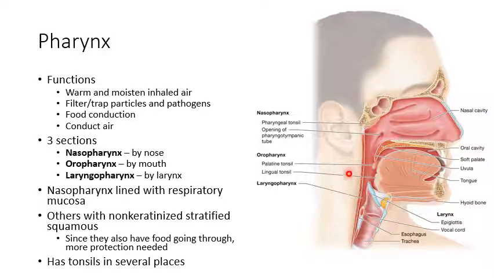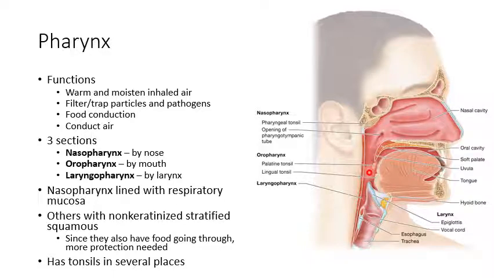There's 3 different regions of the pharynx. You have the nasopharynx at the top, at the back of the nose. That is respiratory mucosa, where you have the mucus and the cilia. Then you have the oropharynx at the back of the mouth, and the laryngopharynx at the back of the larynx, which the larynx is right here.